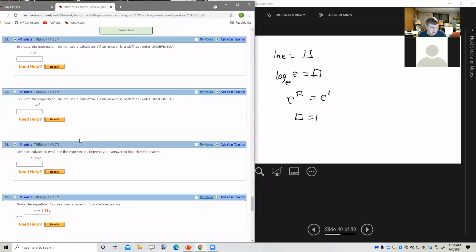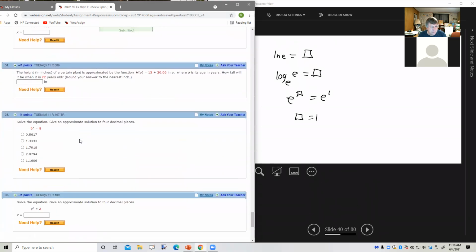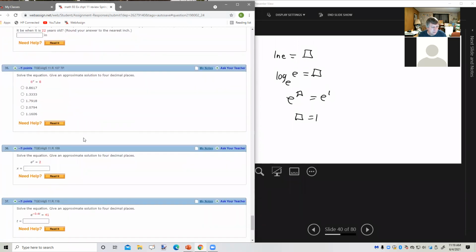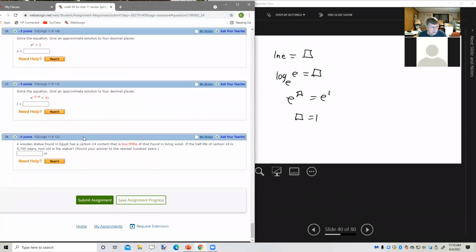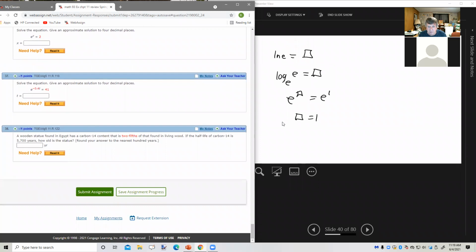Okay. Let's take a look at 38, and we're going to have to call it a day. A wooden statue found in Egypt has a carbon-14 content that is 2/5 of that found in living wood. If the half-life of carbon-14 is 5,700 years, how old is the statue?